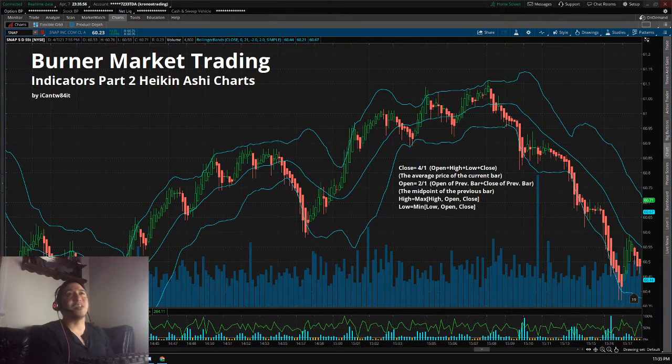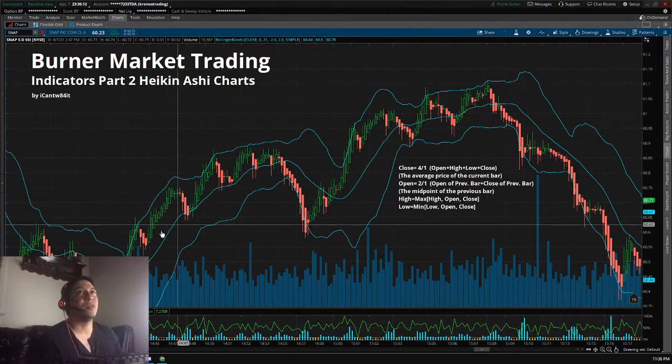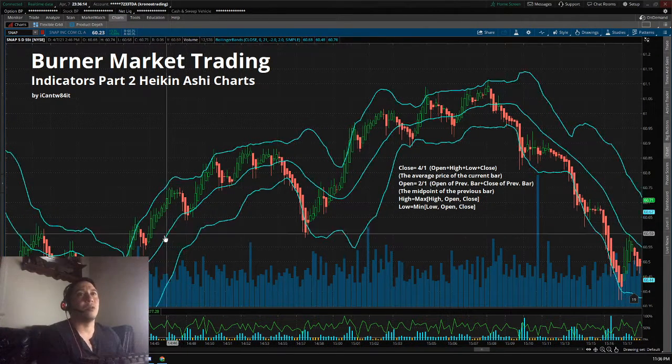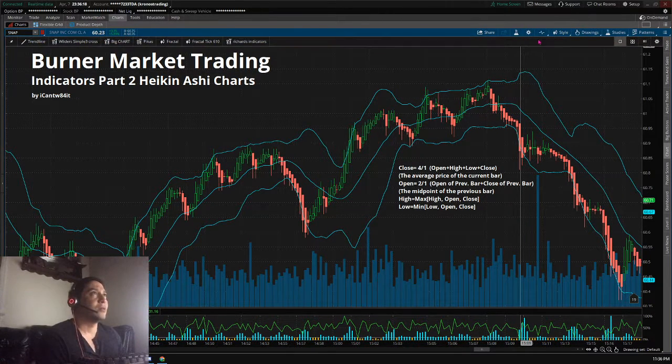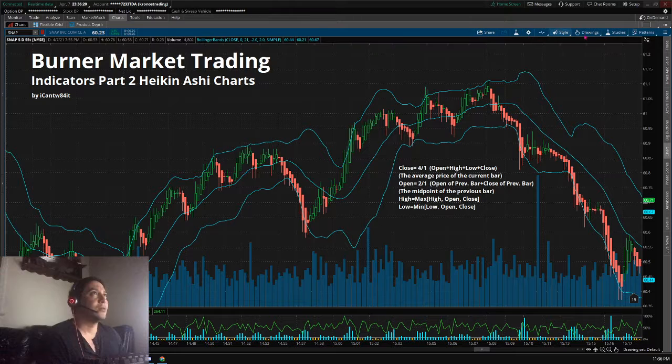And today we'll be covering Heikin Ashi charts with our indicators, part 2. All right, so how do we get these on our charts? Why do I want them on my charts? Well, it's easier to identify trends whenever you have Heikin Ashi charts up. It's just the way that they're designed. And so I'll show you how to get them on there, and then I'll try to explain how it works.